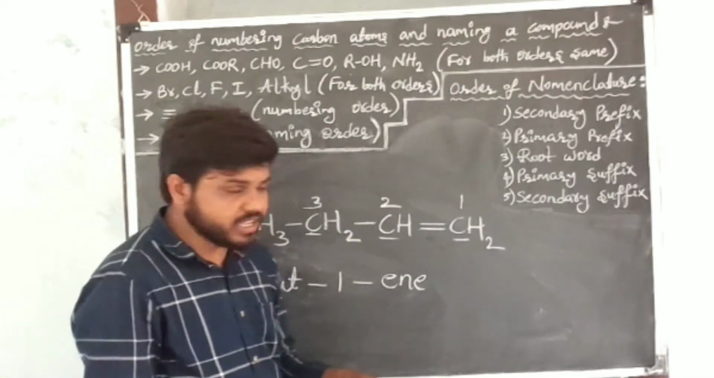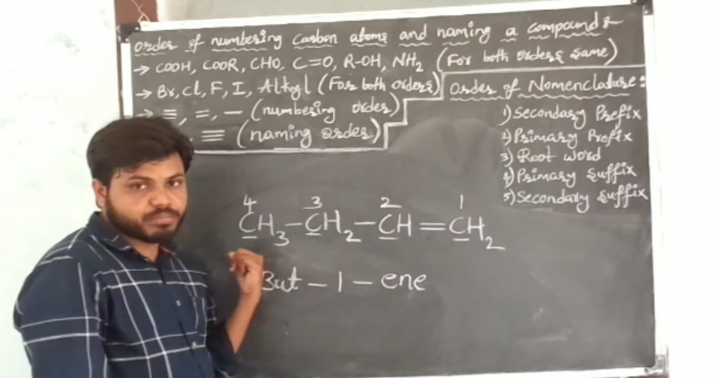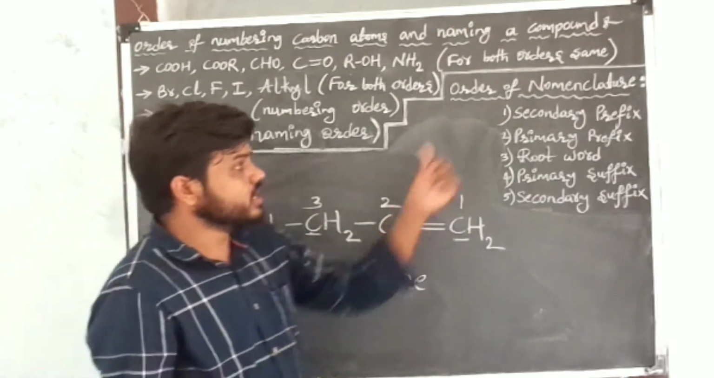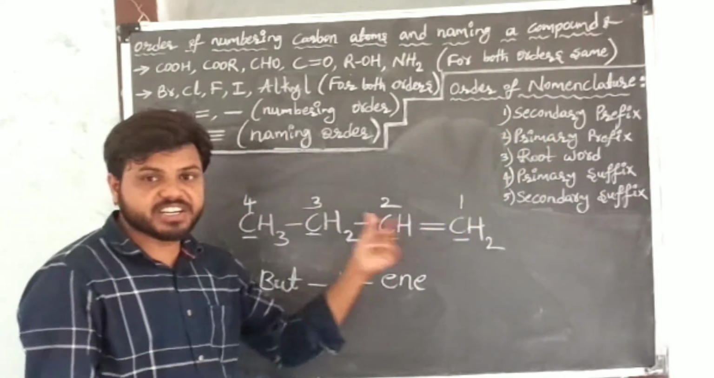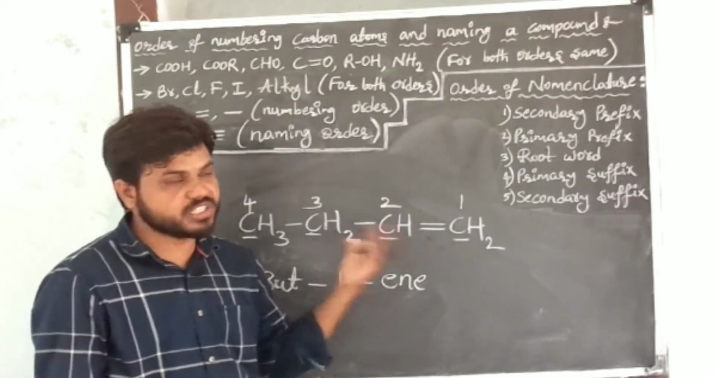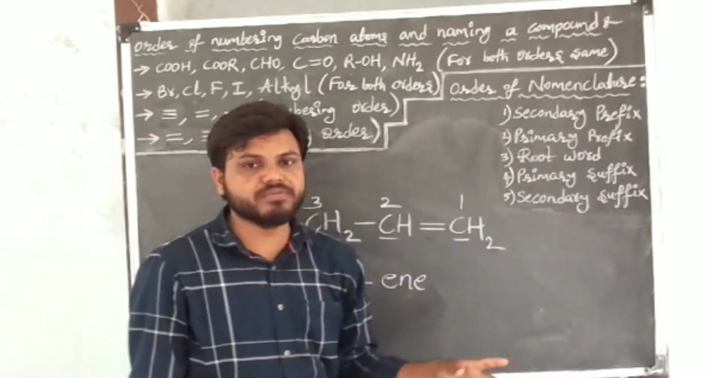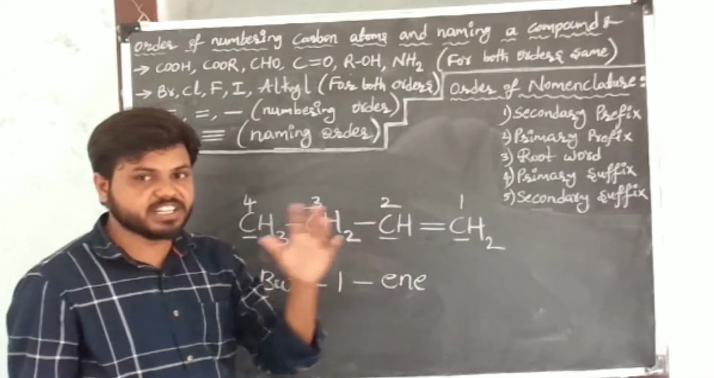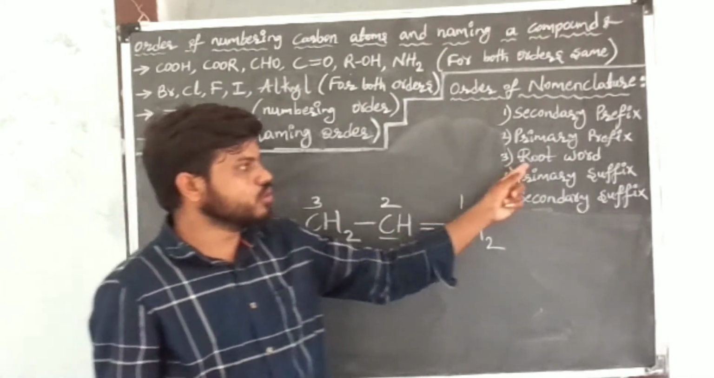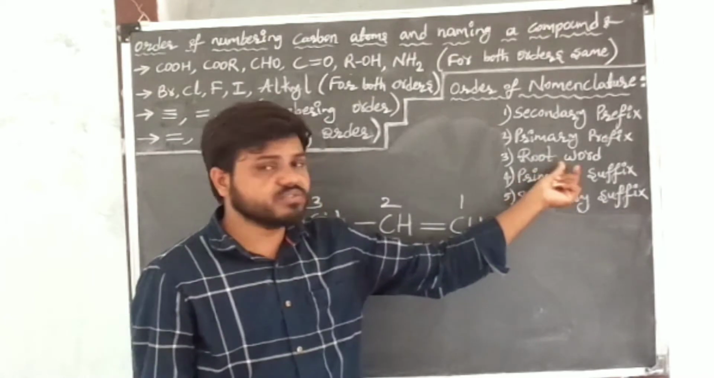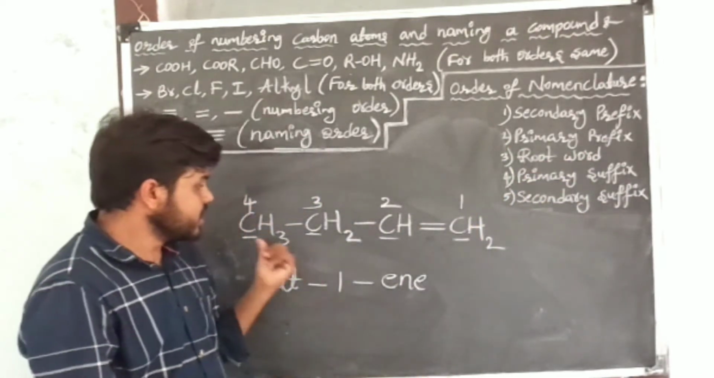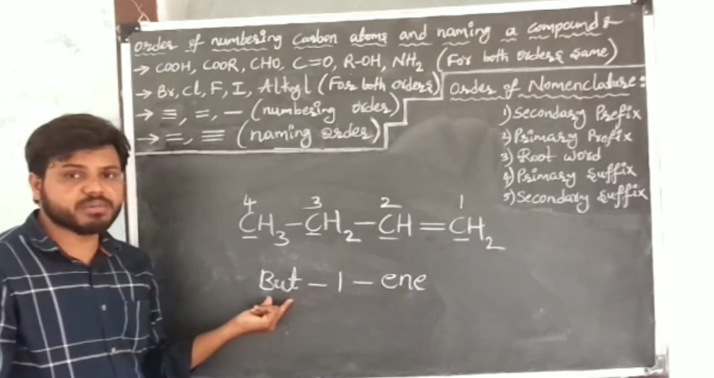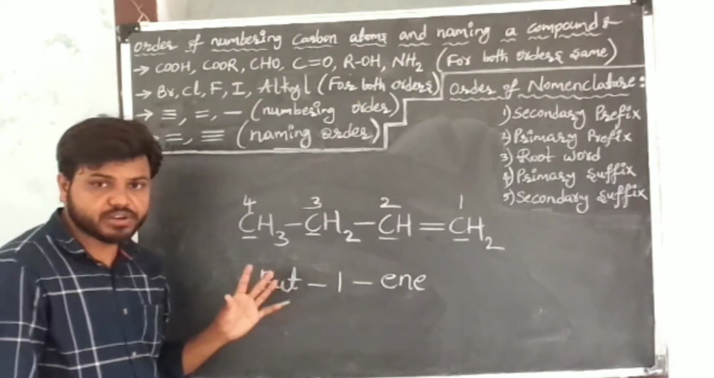I am repeating. This is the given carbon compound. In this there is one double bond, and the remaining are all single bonds. The secondary prefix is not present in the given carbon compound, meaning no substituents. Then go to the primary prefix, which means cyclic. Cyclic is also not present. Then go to the root word, which is the number of carbon atoms. There are 4 carbon atoms, so the root word is but.